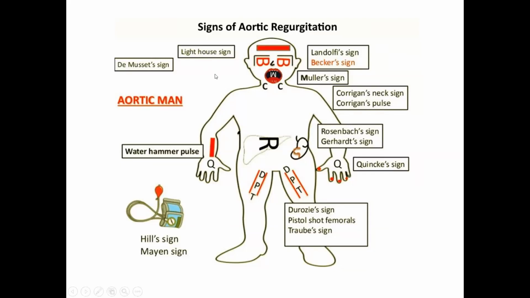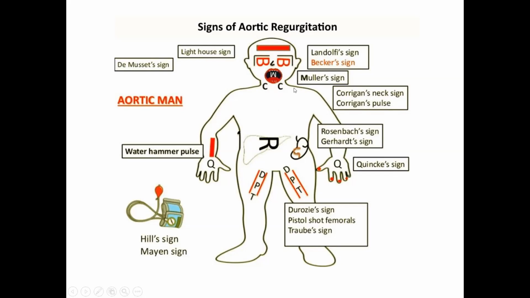So we know about de Musset sign. What is de Musset sign? There will be nodding of the head along with each pulse. Then Landolfi sign. What is Landolfi sign? There will be pulsation of the pupils, above the eyes. Then Becker sign, pulsation inside the pupil.